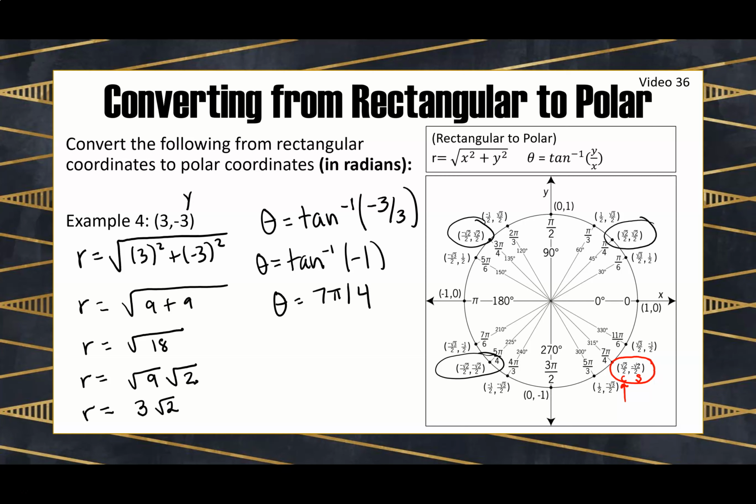And you can kind of memorize that. If you have a 1 or a -1, it's going to be either at the pi over 4, 3 pi over 4, 5 pi over 4, 7 pi over 4, because that's where you'd get a 1 or a -1. And then just check your coordinate to see which one it is. So our answer here is going to be 3√2, 7 pi over 4.